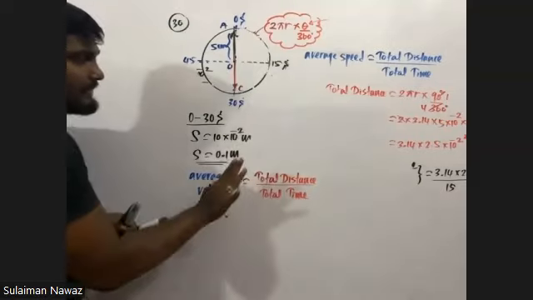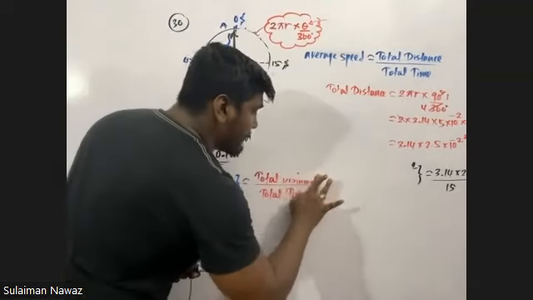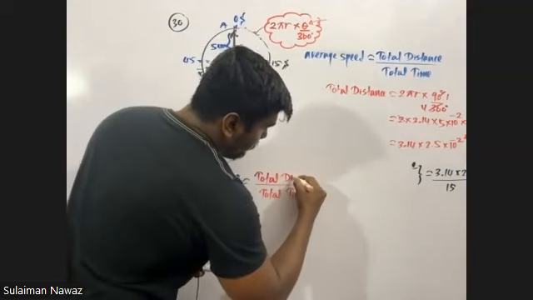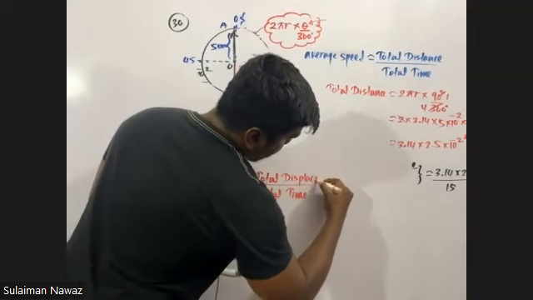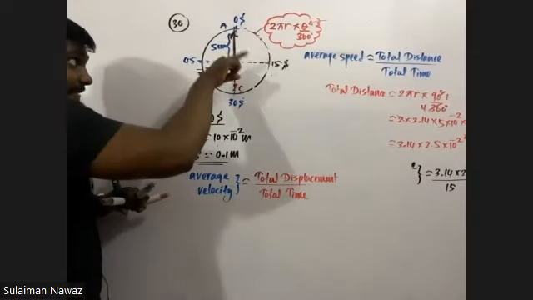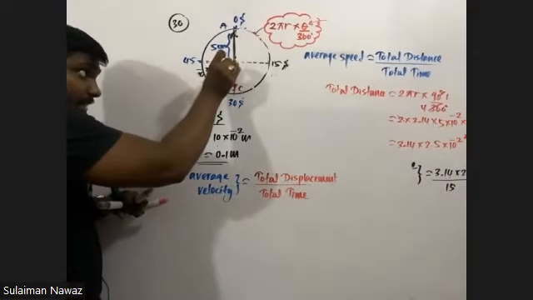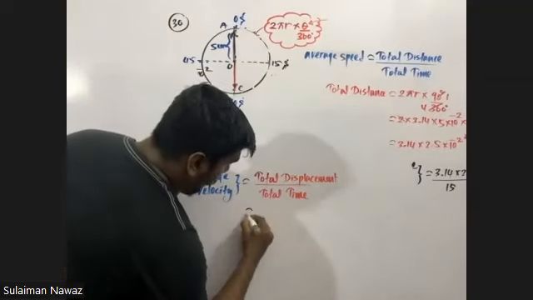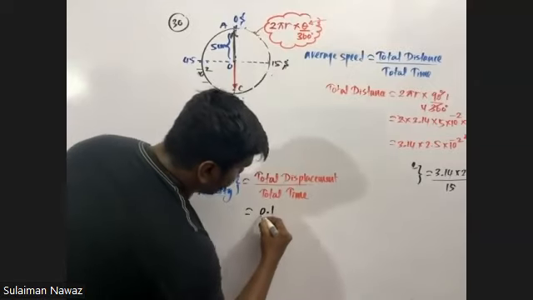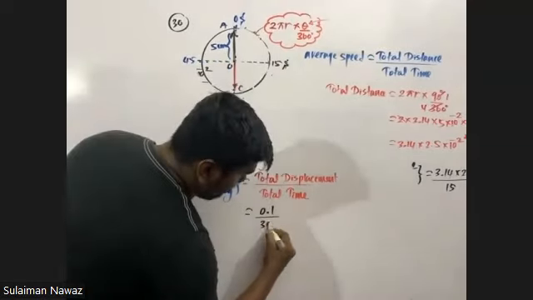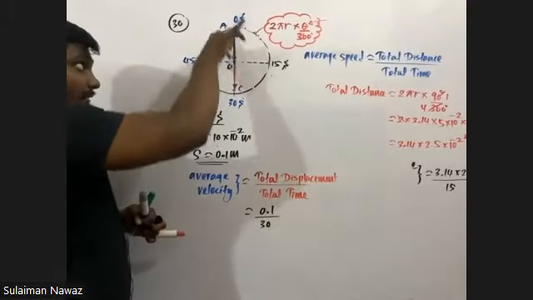Now total displacement, sorry my bad, total displacement to total time. Average velocity means what? Total displacement over total time. Within 30 seconds, displacement done by the tip is 0.1 meters. So I know my total displacement is 0.1. Total time is how much? 30 seconds this time. 30 seconds from here to here, right?